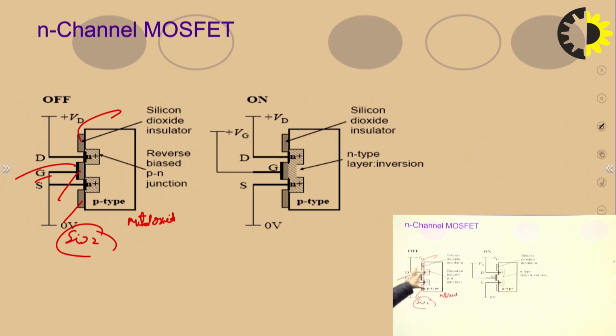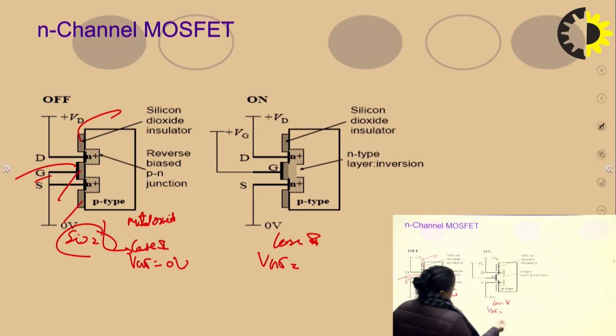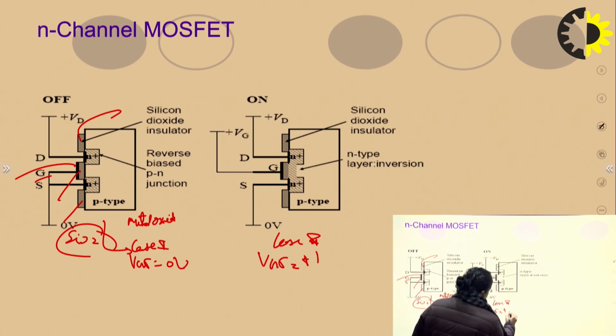So this is the basic construction of N-type. This is case 1, when your VGS is 0 volt. This is case 2, when your VGS has some positive value, that is plus 1 volt, plus 2 volt, plus 3 volt, and so on.